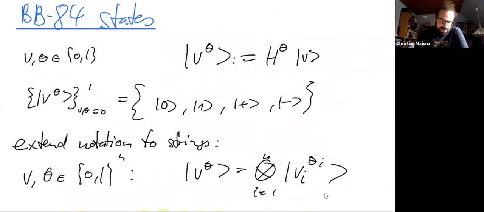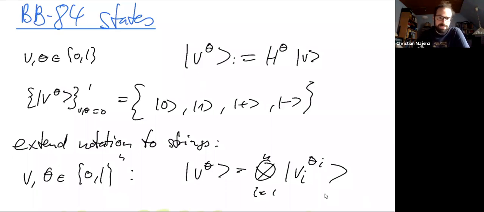Also, for all of these primitives, there are protocols with varying degree of security that rely on these special states called BB84 states. So let me quickly introduce them. For 2 bits, v and theta, we define the state v superscript theta by using the computational basis state indicated by v, and then applying Hadamard if theta is 1, and otherwise do nothing. So this set of states is fairly well known, and it's just this set: 0, 1, plus, and minus.